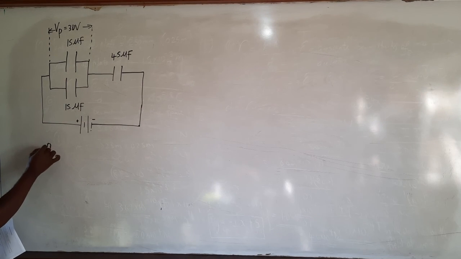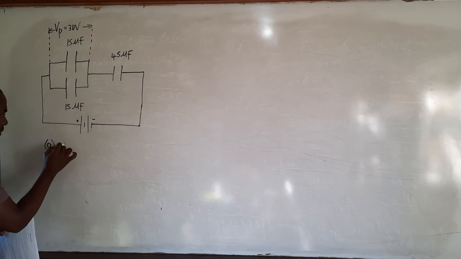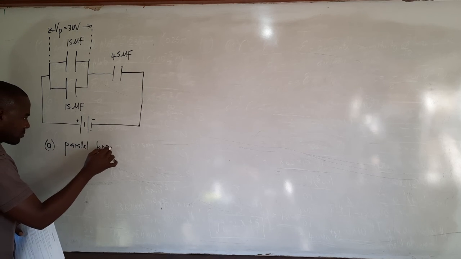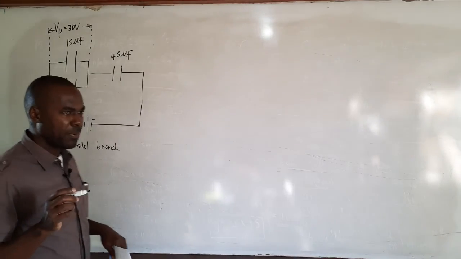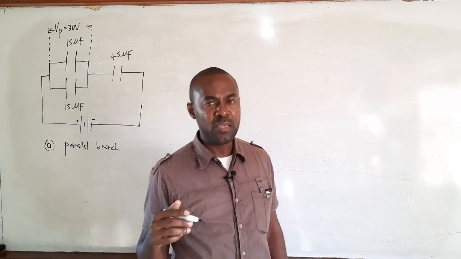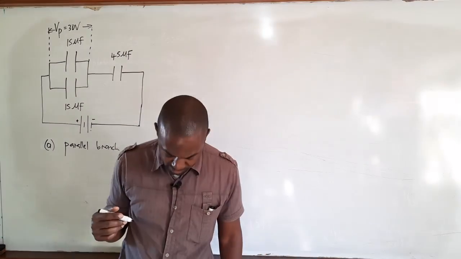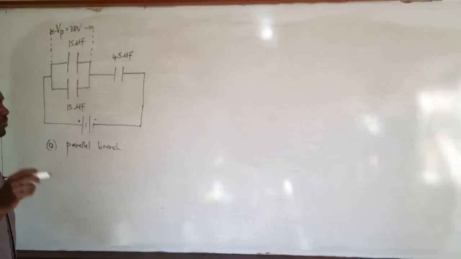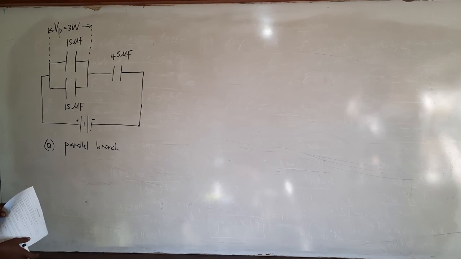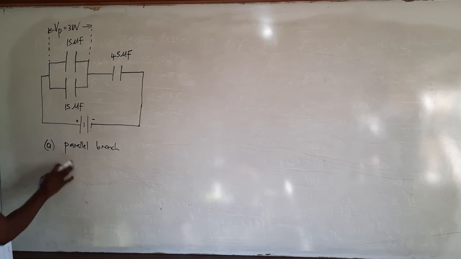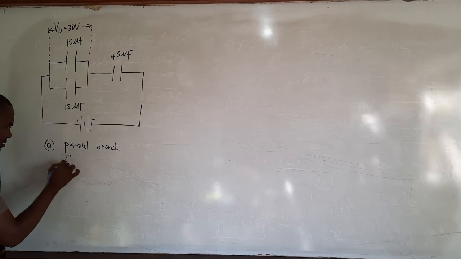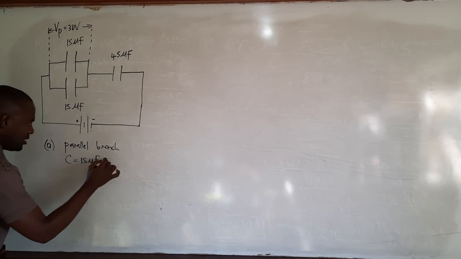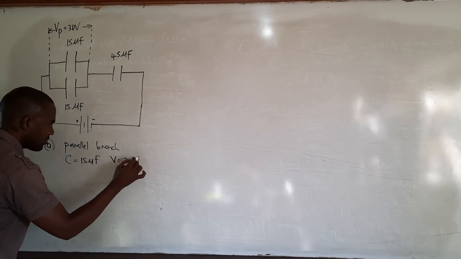Now let's first look at the parallel branch. Because these capacitors are connected in parallel, the PD across each of them will be the same. So the PD across each capacitor in the parallel branch would be 30 volts. So for each of these capacitors, the capacitance C is equal to 15 microfarads and the PD V is equal to 30 volts.